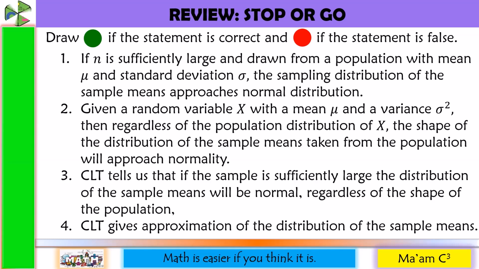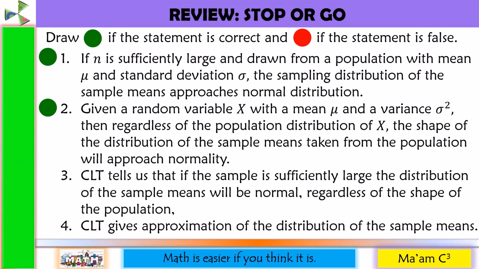Number 1. If n is sufficiently large and drawn from a population with mean mu and standard deviation sigma, the sampling distribution of the sample means approaches normal distribution. This is go. Number 2. Given a random variable x with a mean mu and a variance sigma squared, then, regardless of the population distribution of random variable x, the shape of the distribution of the sample means taken from the population will approach normality. This is a go.